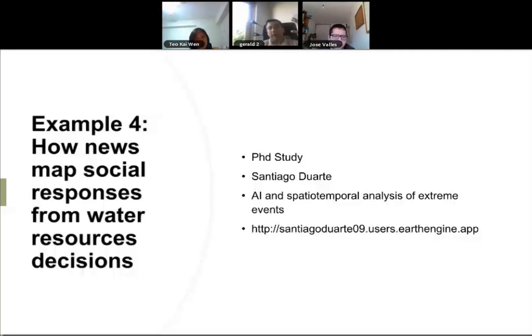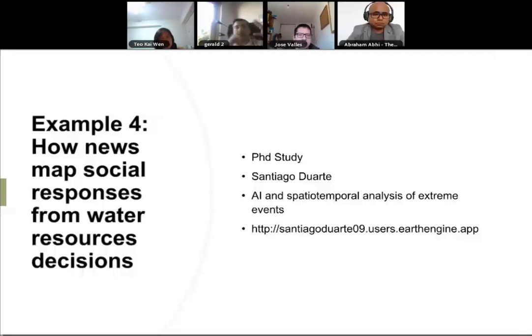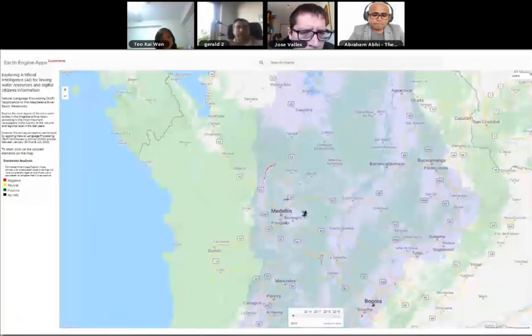And after extracting, he processed it with natural language processing, extracting the information intelligently such that you can have an index that will tell you whether it's good or bad. And he created this app that you can see at the address HTTP Santiago Duarte 09 users earthengine.app. What it is going to show you is something like this. This is one of the six apps that you will see there. It will show you the feelings of the people and how this gives an index of the health of the rivers, how they feel that the river is in a bad condition or a good condition.